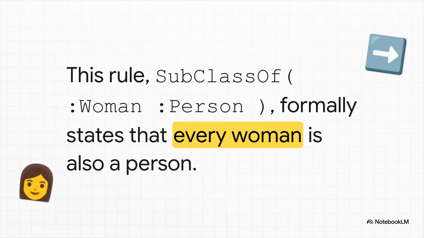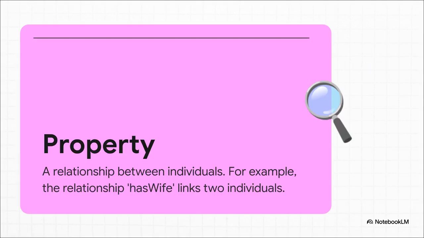Easy enough, right? Now this is where it starts to get really powerful. We create rules, which are technically called axioms, that define the relationships between our classes. So a rule like this one basically says every woman is also a person. We're building a hierarchy, a structure that the computer can follow. And of course, individuals don't exist in a vacuum. They're related to each other. We describe these connections using properties. So we can create a property called hasWife to link the individual John to the individual Mary. We're literally drawing lines between them.